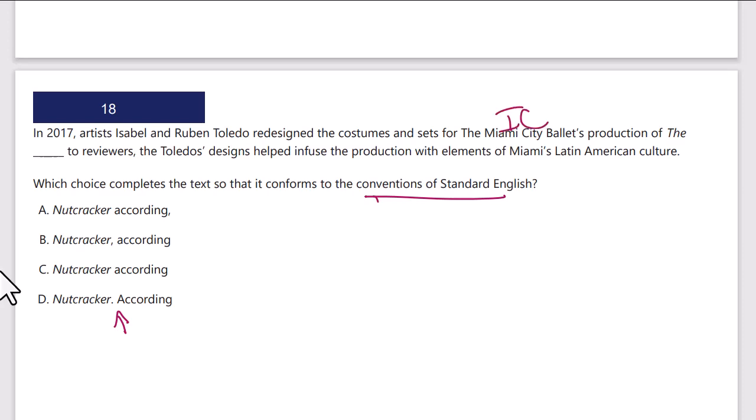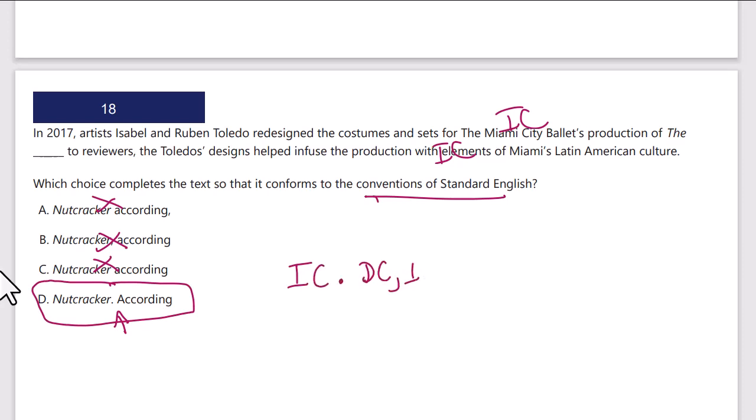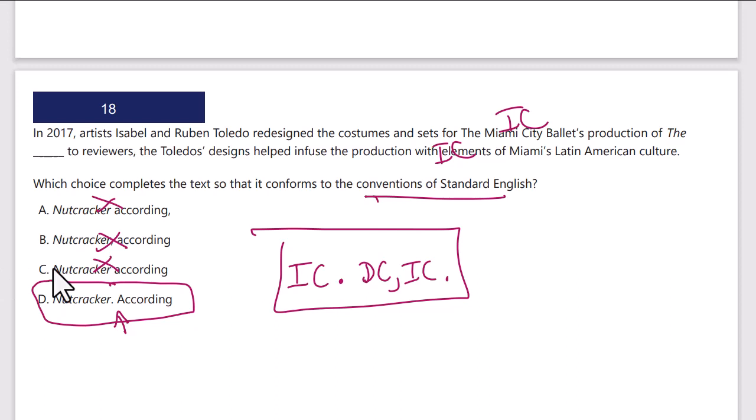According to reviewers, the Toledos' designs helped infuse the production with elements of Miami's Latin American culture. That's an independent clause. I can't just have the commas or the no punctuation. I must have the period. That's the only answer that combines independent clauses. This is, again, our very typical new structure of independent clause, period, dependent clause or phrase, comma, independent clause in the new boundaries question section.